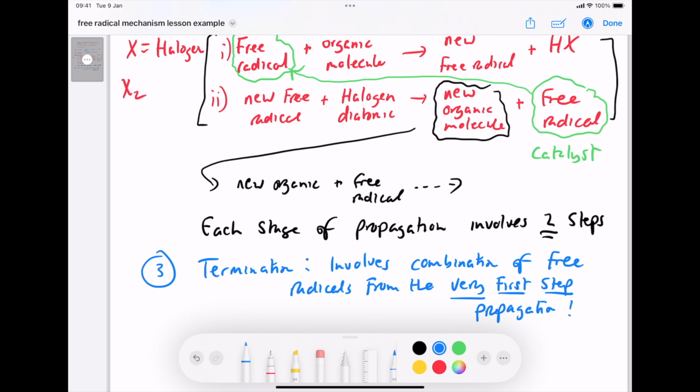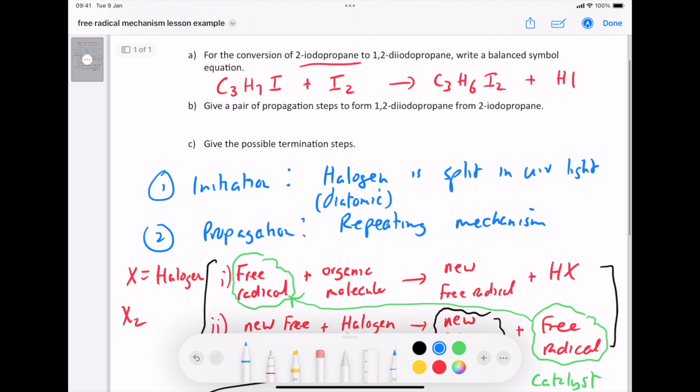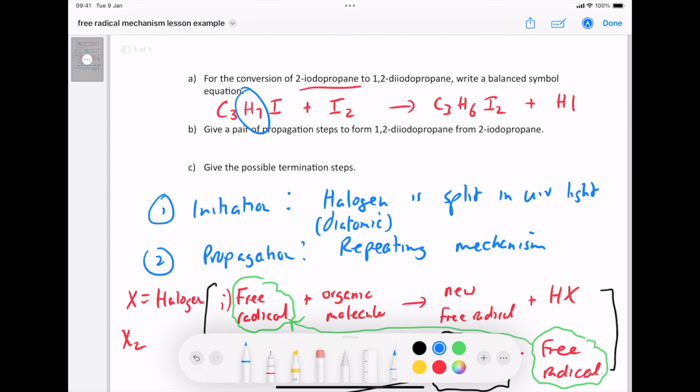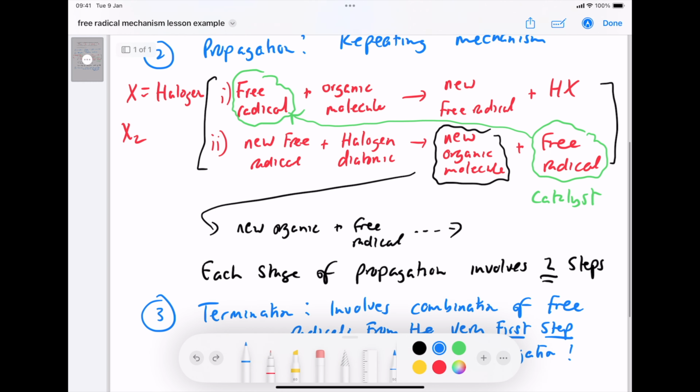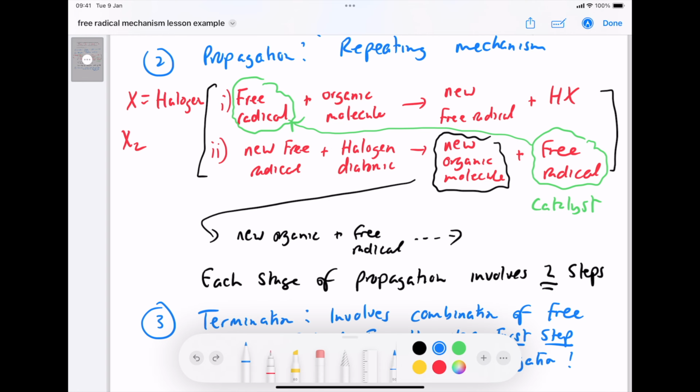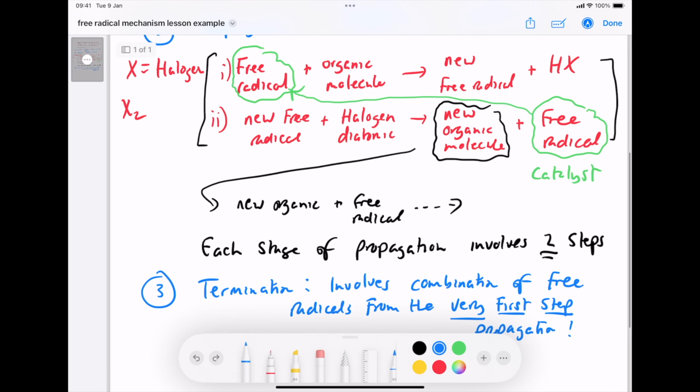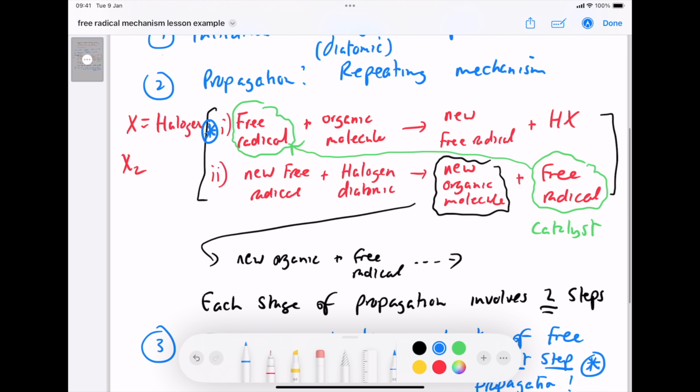So logic tells us if you want to stop this reaction just continuing until all of these hydrogens are completely swapped out for iodine atoms, so you potentially would end up with C3I8, then logically you want to stop the reaction in the very first step of propagation. If I just put a star there, what is the very first step? It is this one, the beginning of the mechanism, literally the very first step of propagation. You need to stop it at that point.